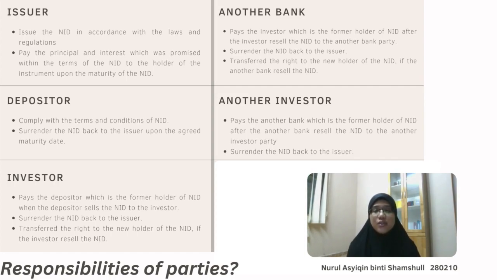Lastly, the issuer is also obligated to keep the customer's personal information and not disclose the customer's information to the public. Next, for depositor, the responsibility or obligation of the depositor in NID is to comply with the term and condition of NID which has been discussed with the issuer and has been accepted by the depositor, such as the principal amount, interest rate, tenor, and maturity date.